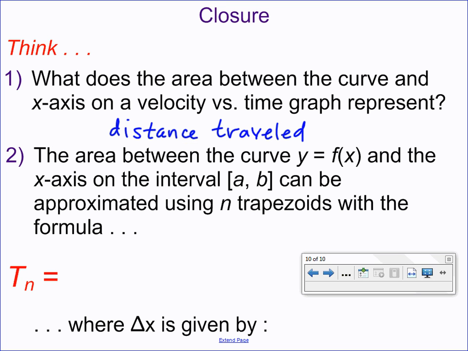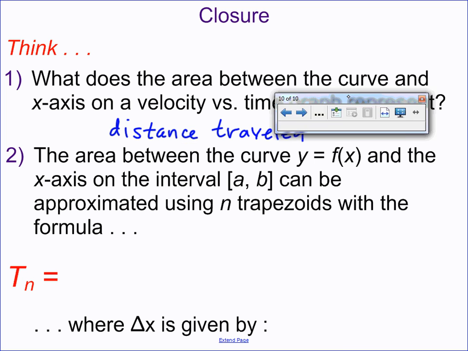Number two, the area between the curve y equals f of x and the x-axis on the interval a to b can be approximated using n trapezoids in accordance with the trapezoidal rule. Call it T sub n. I saw lots of people writing with y's, and that's awesome. In our activity, we used y sub 0 for the first function value, the first left side height of the trapezoid, and then two y sub 1s and two y sub 2s up until one y sub n at the end. I'm going to use my f notation because I've seen that more frequently.